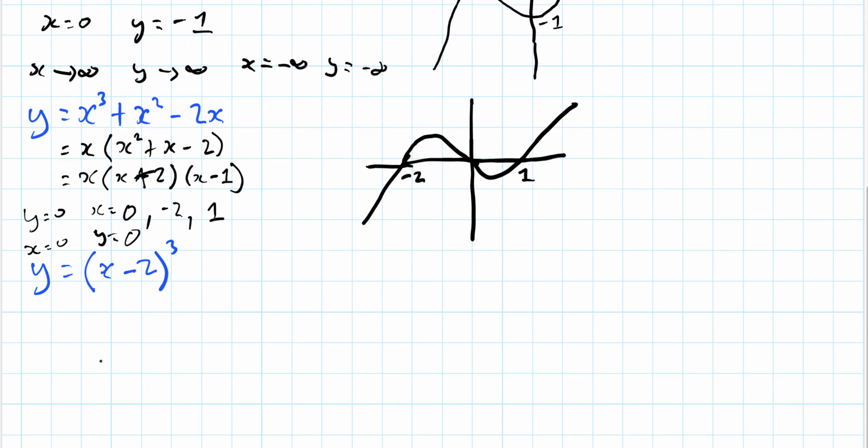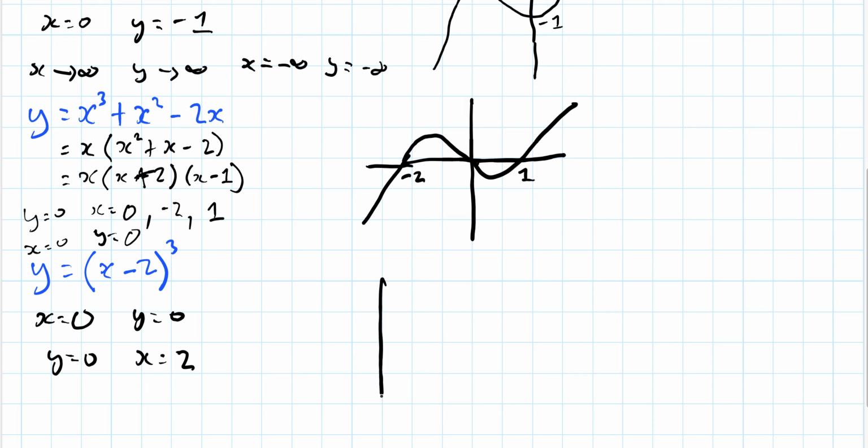And for the last one, here it kind of is factorized for us. So when x is 0, y equals 0. When y equals 0, x equals 2. And it crosses the 2 three times. Then again we take our limits.